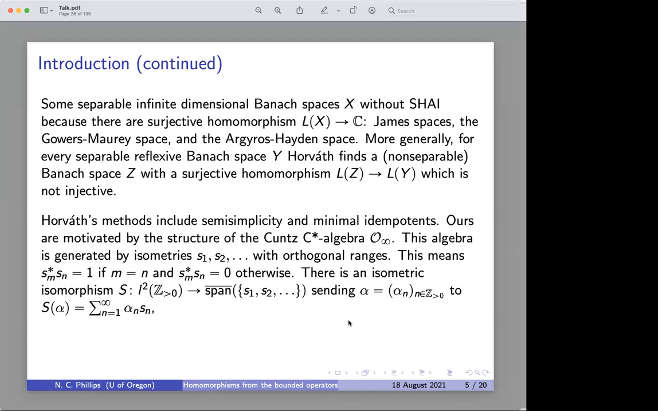So here is the motivating observation. There's an isometric isomorphism, which I called capital S, from little L2 of the positive integers to the closed linear span of the isometries, which sends a sequence alpha to just the corresponding linear combination.